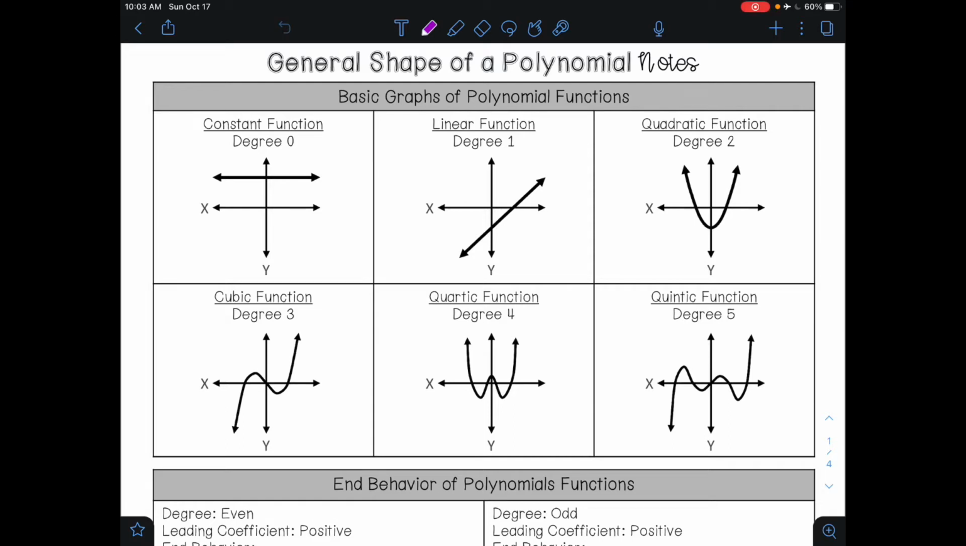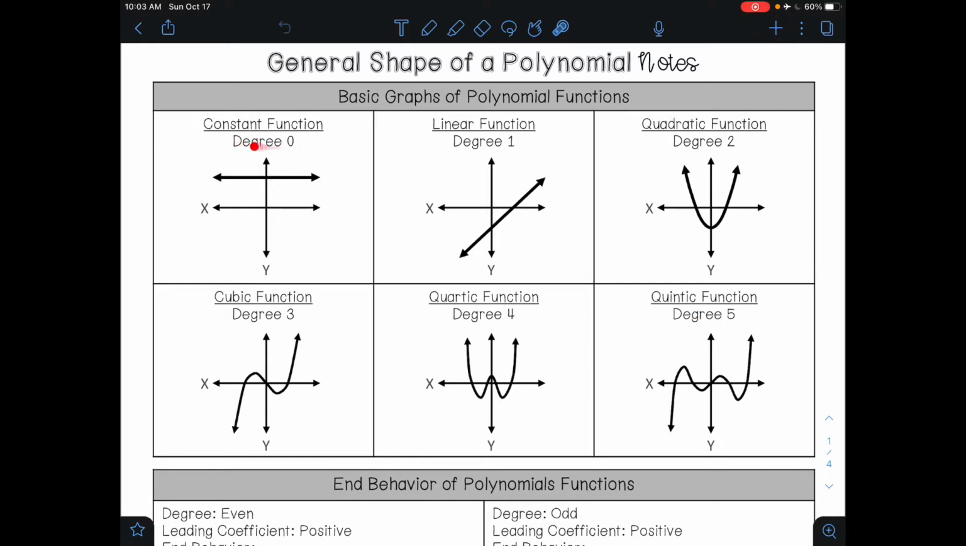In this video, we're going to discuss the general shape of polynomial functions. So in previous units, we've talked about degree 0, degree 1, degree 2, degree 3, degree 4, and degree 5. This is what those look like when you graph them.